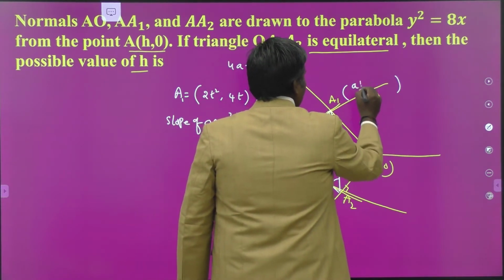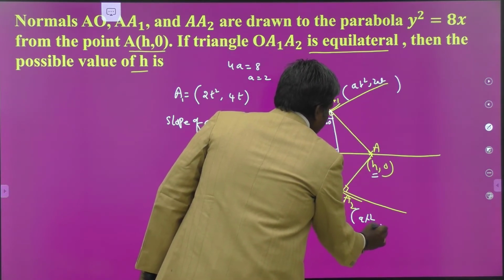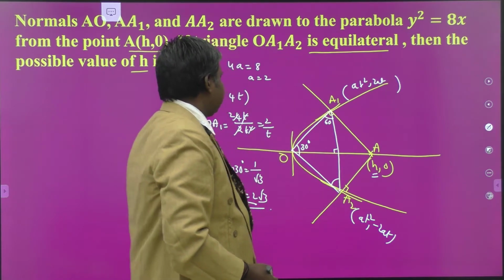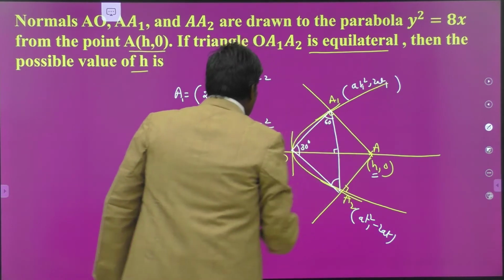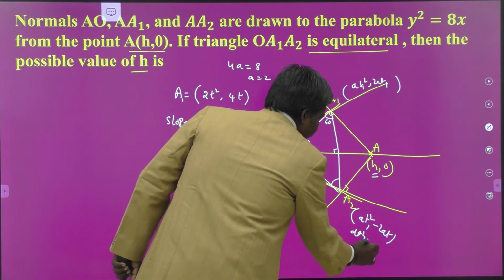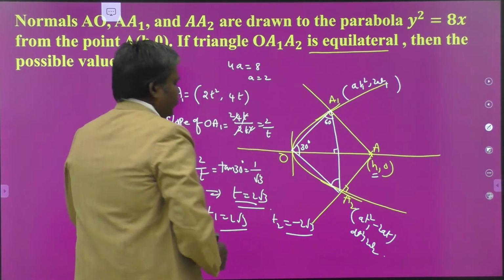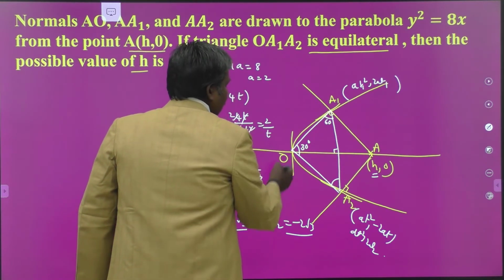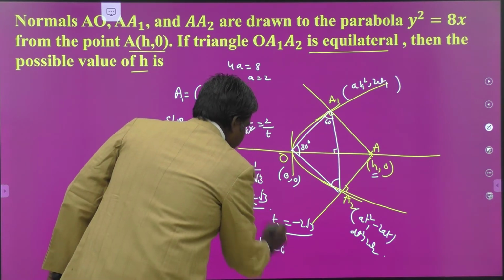Then automatically the coordinates of A2: if A1 is (at square, 2at), A2 is (at square, minus 2at). For that, here t dash is minus 2 root 3. So t1 is equal to 2 root 3, if your point is (at1 square, 2at1). If it is (at2 square, 2at2), your t2 is minus 2 root 3. Here t3 is what? 0, since the coordinates of O are (0, 0). So your t3 is 0.